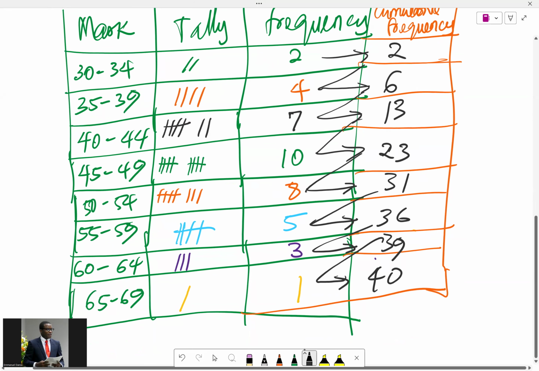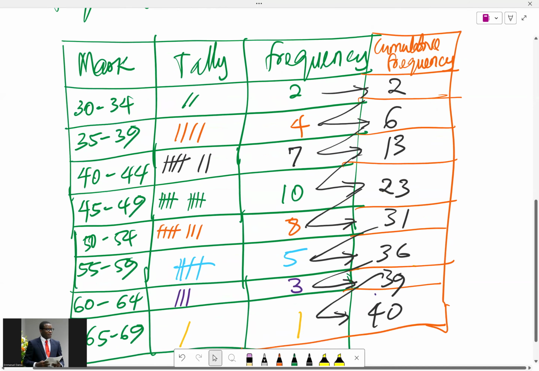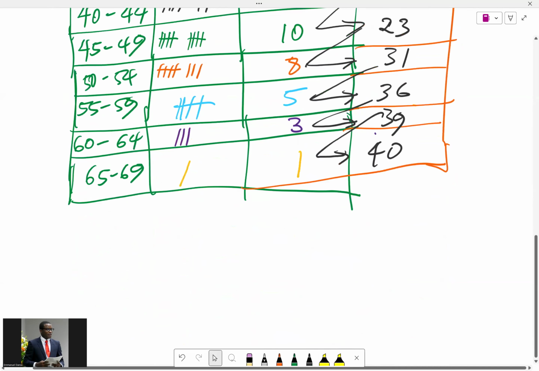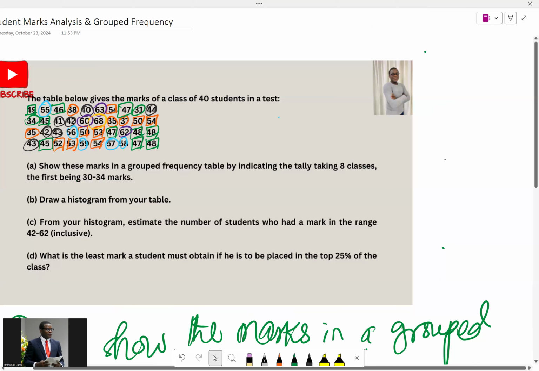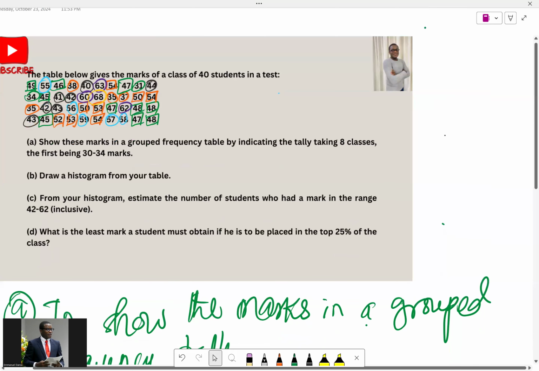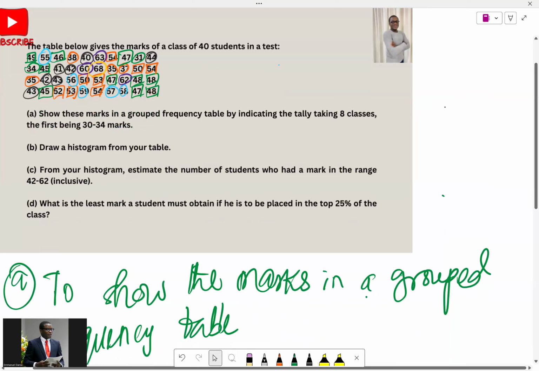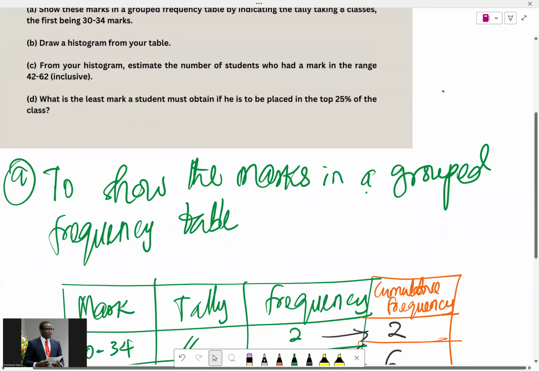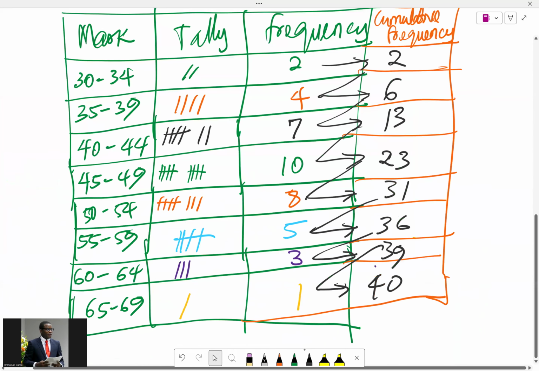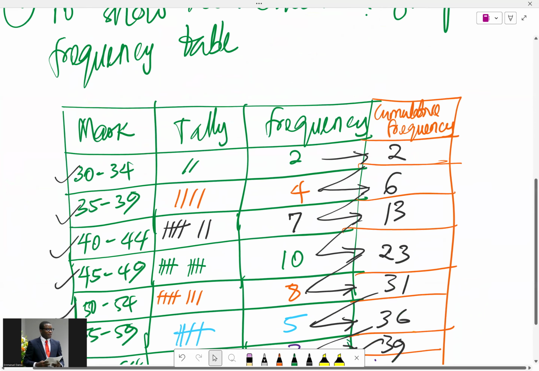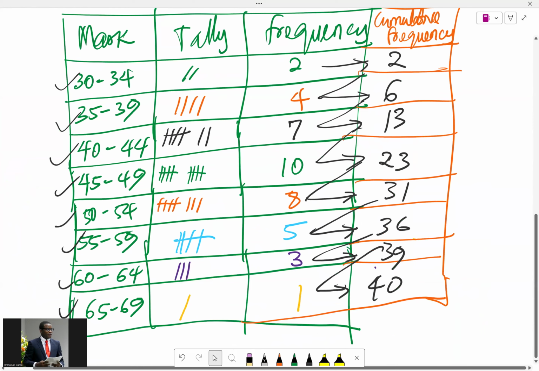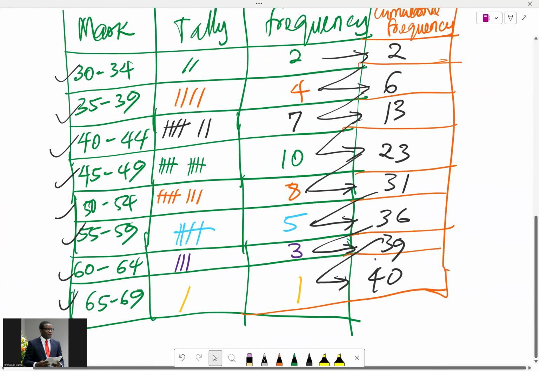So this helps us to know that we are in order. So our table is perfect. Then, so we have made the table. That's all we are told to show. Show these marks in a group frequency table by indicating the tally, taking 8 classes. So the first being 30 to 34 marks. So this is first, 2, 3, 4, 5, 6, 7, 8. So we are done with that. And the cumulative frequency shows that everything is 40. So we are good to go. So that's the first part.